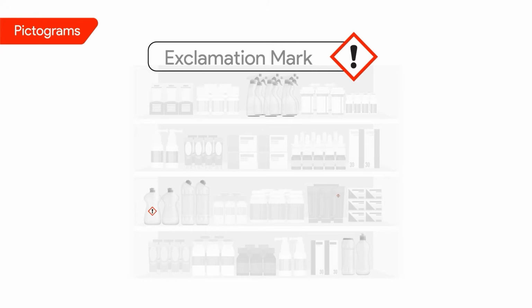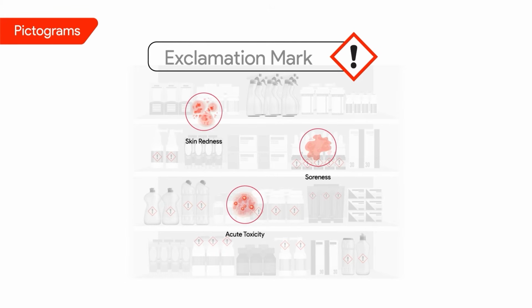Exclamation mark. This pictogram lets the user of a product know that the chemical is an irritant. These substances typically cause soreness or redness to the skin and cause it to become irritated. It should be noted that irritant substances do not necessarily have hazards of low severity, as they can cause acute toxicity if inhaled or ingested.